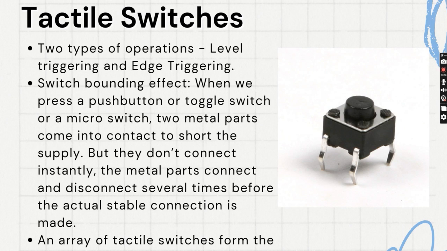Next, the tactile switches. Tactile switches work when they are pressed, and the contact is made only temporarily. There are two types of tactile switches: level triggered and edge triggered. These were used in old keypad mobile phones. Whenever we press a button, the connection is made and the circuit is completed. An array of these tactile switches forms the digital keypad.